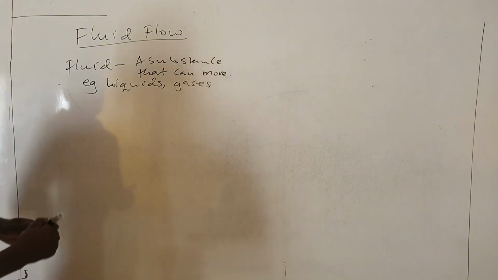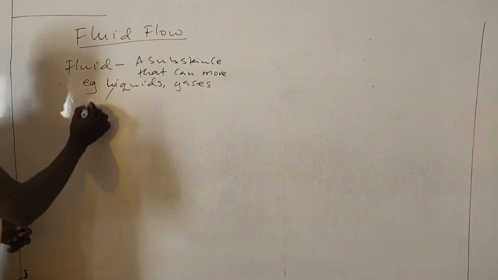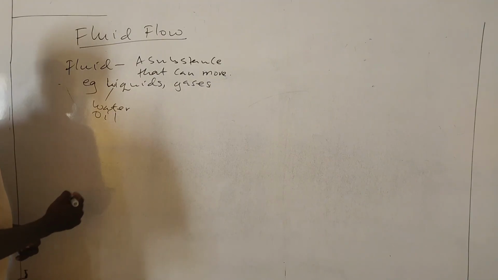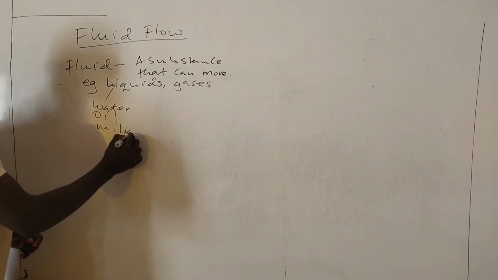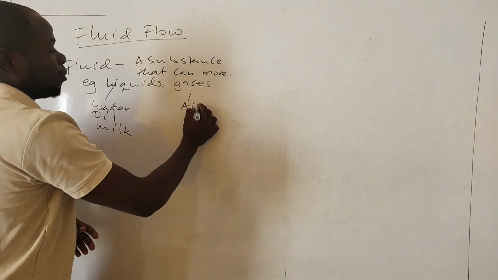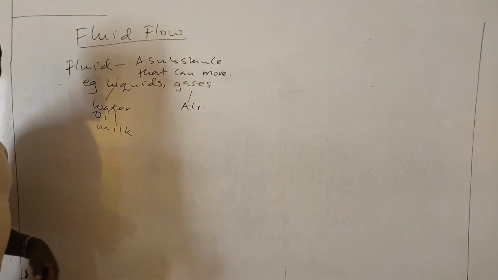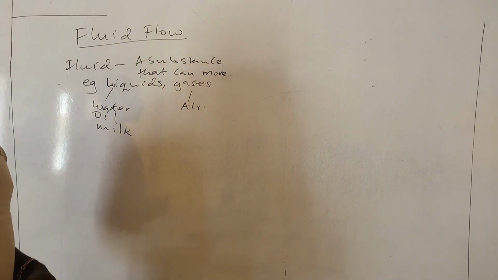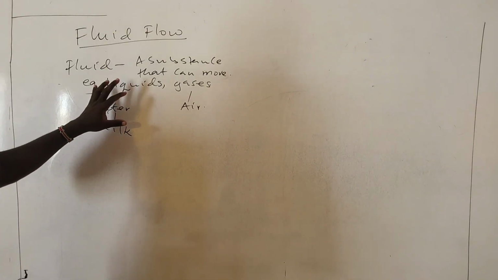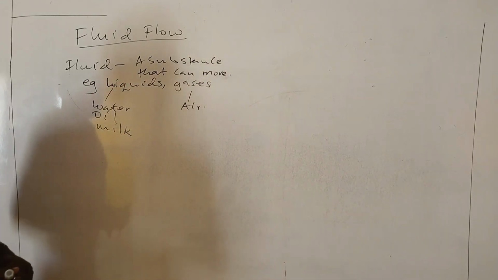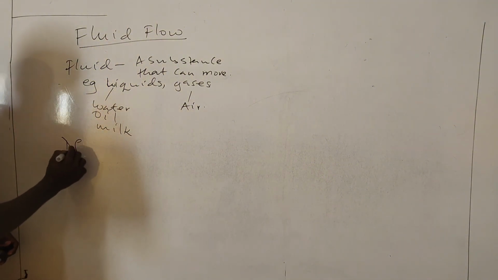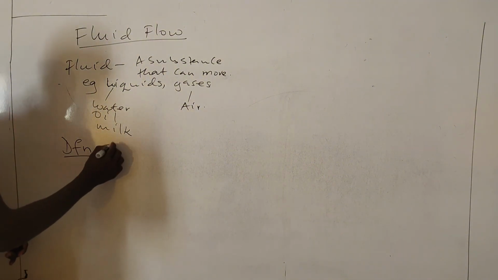Liquids and gases. In terms of liquids, we have water, oil, milk, among others. Gases, we have air and other gases that you actually know. You can put in the comment section below. Now we have known a fluid. So let's go through and define what is a fluid flow.